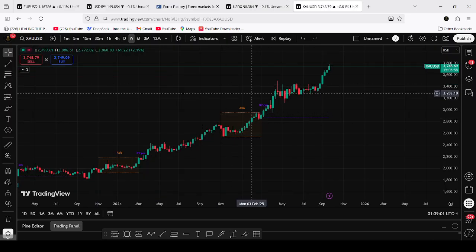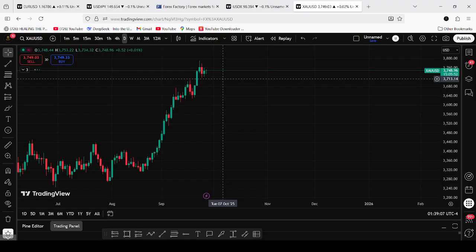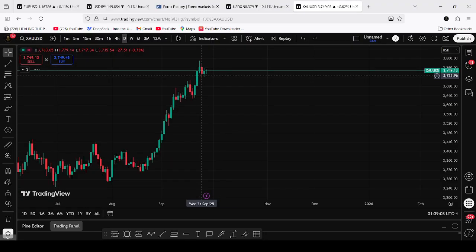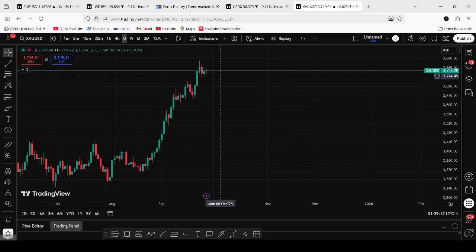So gold, we start on the weekly time frame. We can see the week is very bullish. Then we go straight to the daily time frame. Yesterday in the Gold Rush Daily, I was able to tell those that went through it that we are looking for a bullish gold.